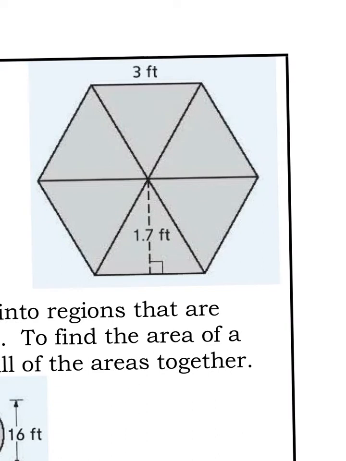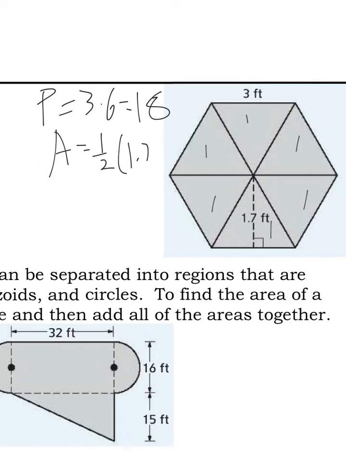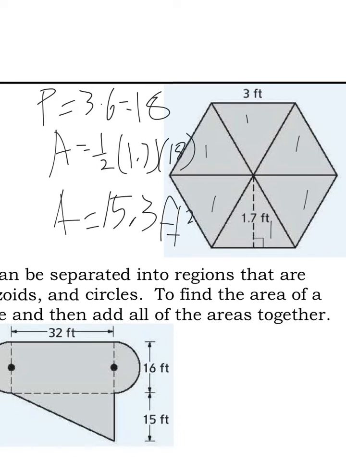Here I have 1, 2, 3, 4, 5, 6 sides. So my perimeter is going to be 6 times 3, which is 18. And so my area is 1/2 of the apothem, 1.7 times 18. Type that into your calculator, and I get an area of 15.3 square feet. All right.